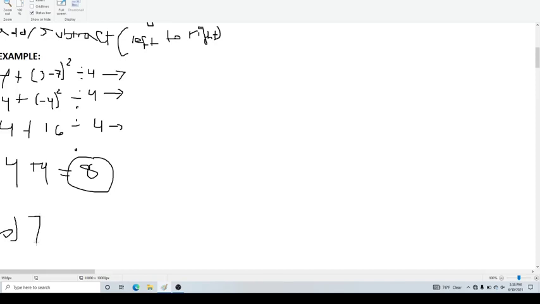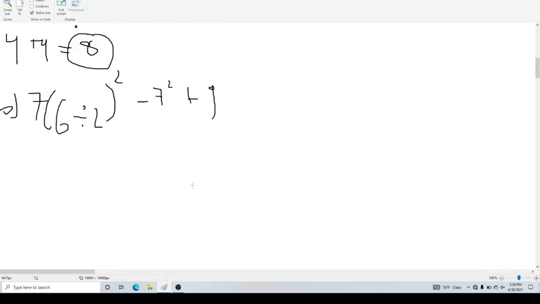Okay, let's do another example. So what if we have 7 times the quantity of 6 divided by 2, squared, minus 7 squared plus 9. Okay, so the first thing off the bat, you guys might try to multiply. I've seen this happen multiple times. Some people might try to square everything first, but that's not the case. This is supposed to be 9.